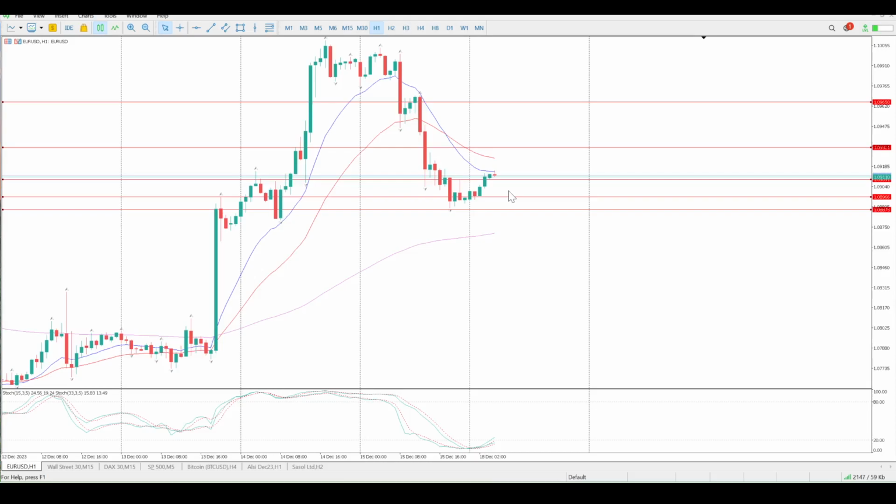Just the same rules apply. Look left, stay above the moving averages for long, stay below the moving averages for short, and keep those big levels in your eyesight. You'll take profit at them, or buy or sell off them.